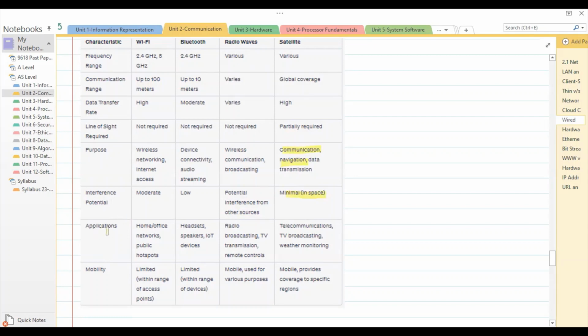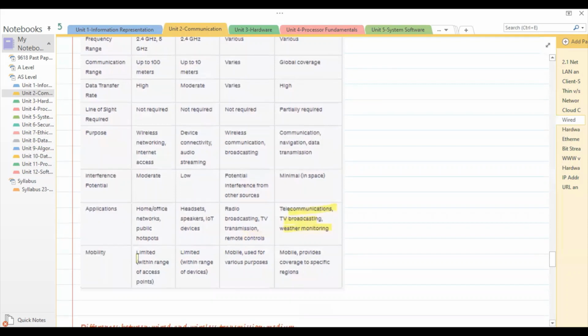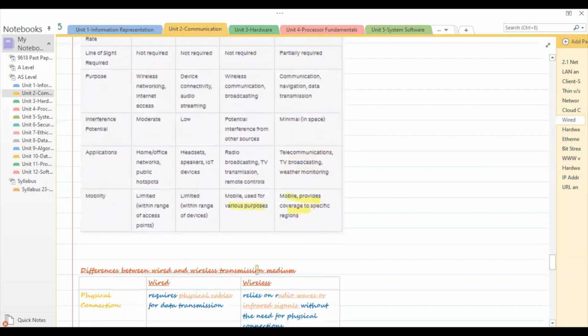So yeah. Applications: home and office networks, Bluetooth headsets, speakers, IoT devices, radio broadcasting, TV transmission, remote controls, telecommunication, TV broadcasting, weather monitoring. Mobility: in Wi-Fi it is limited within range, you need to stay in the range. Bluetooth, again, is limited. With radio waves, mobility is high, and in satellite also mobility is high, right?